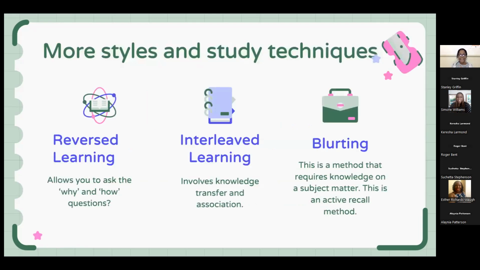Another style, I think 2 of these styles were brought up before with the previous speaker. So you have what is called reverse learning. Now, I like this method a lot. Reverse learning allows you to ask the why and the how questions before you even get to actually taking up the book. So this requires knowledge of the topic, not extensive knowledge, but it requires some knowledge.